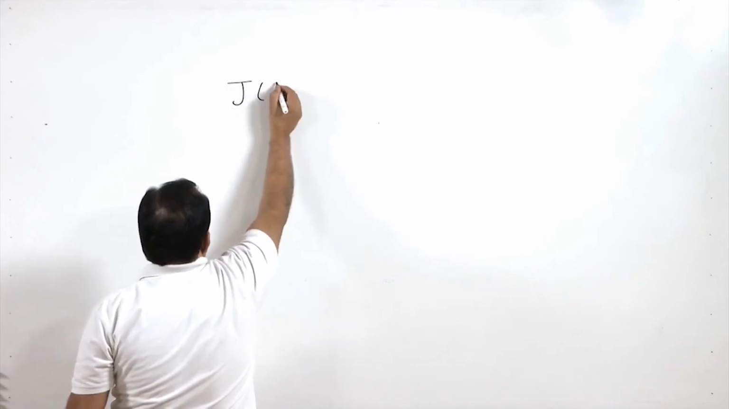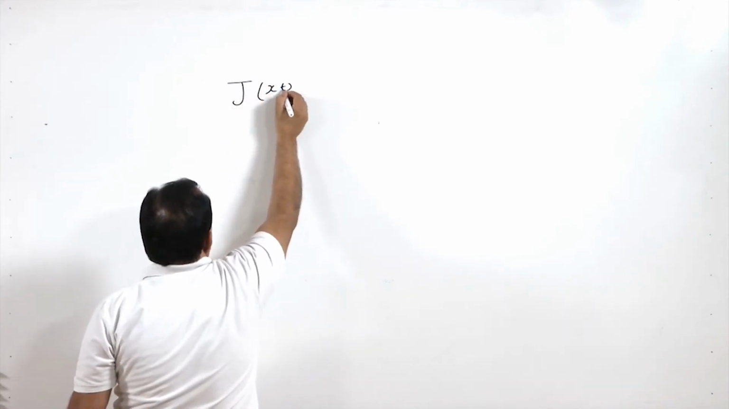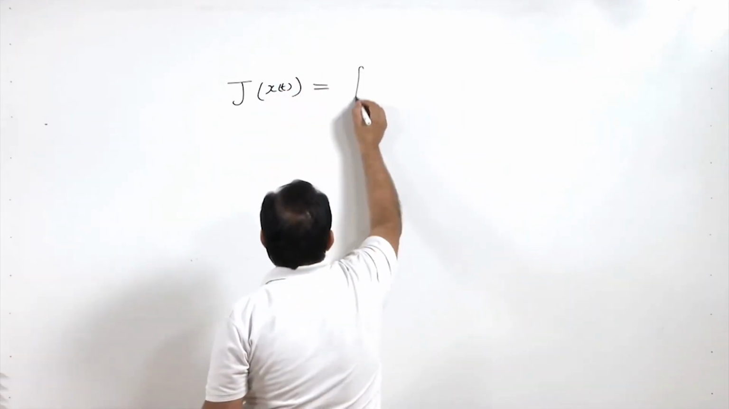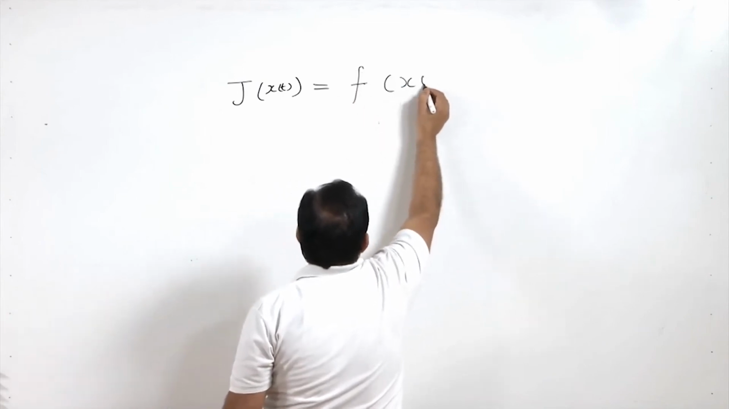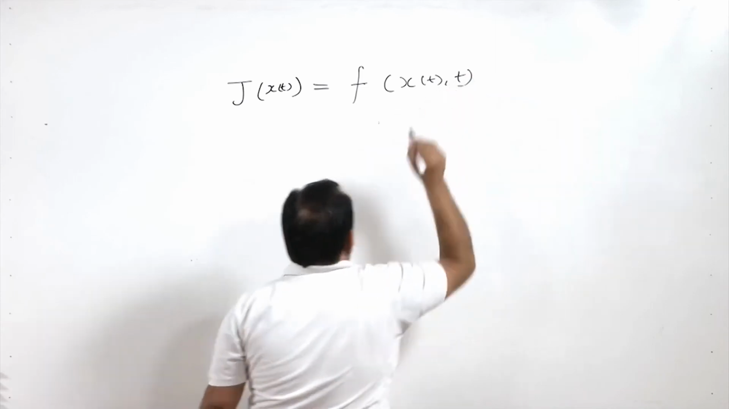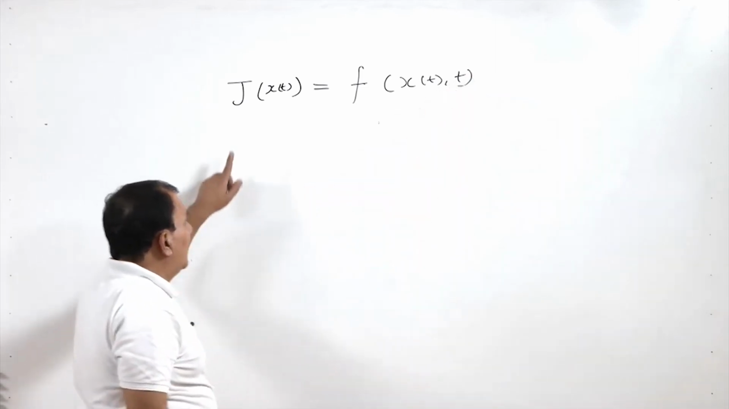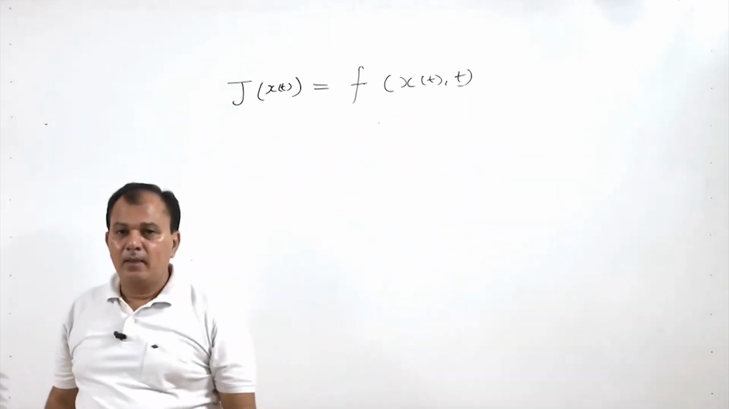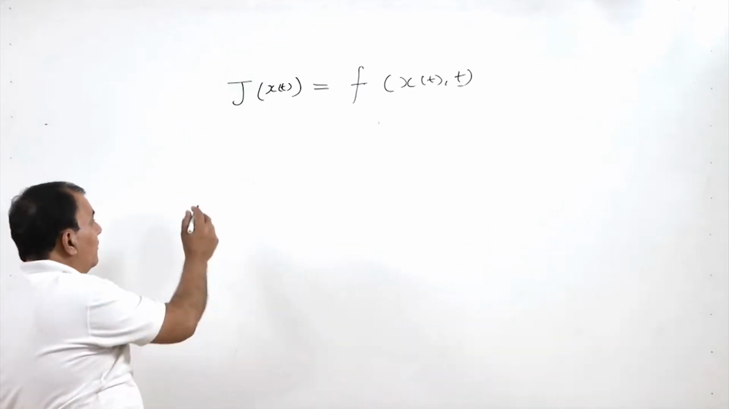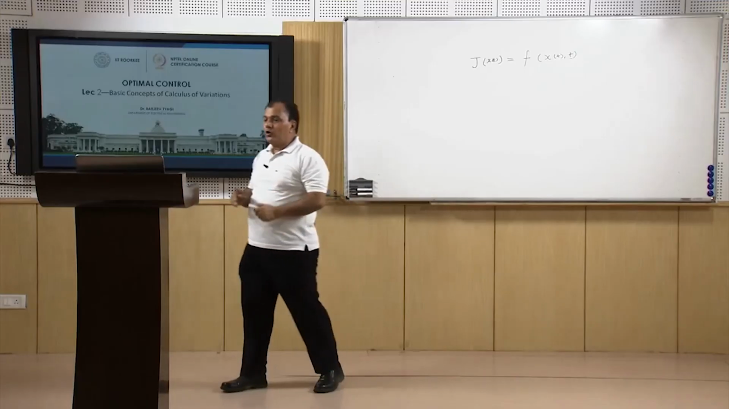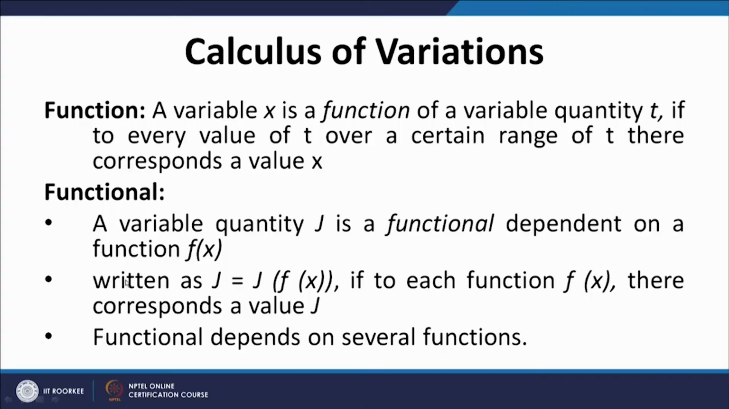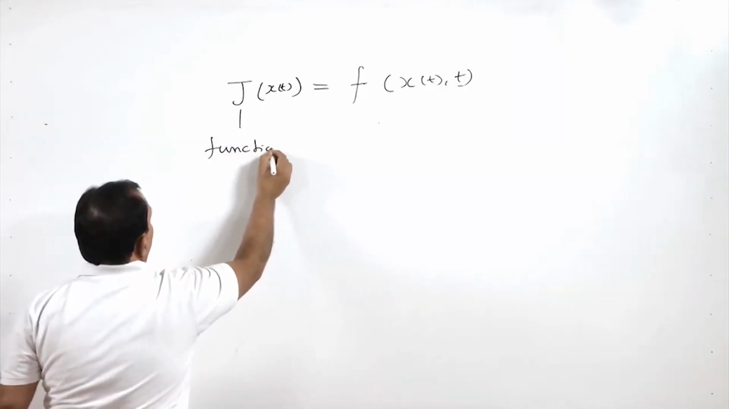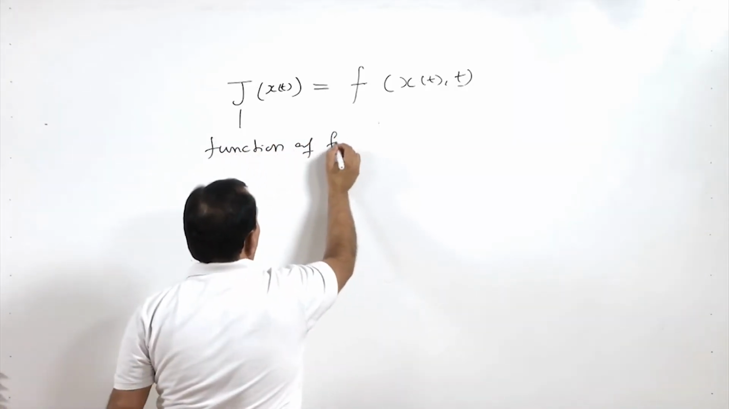So I say J of x(t), if I write, is a function of x(t). So what I am saying is my J is a function of x. So a functional is also called the function of a function. This is also called the function of functions.